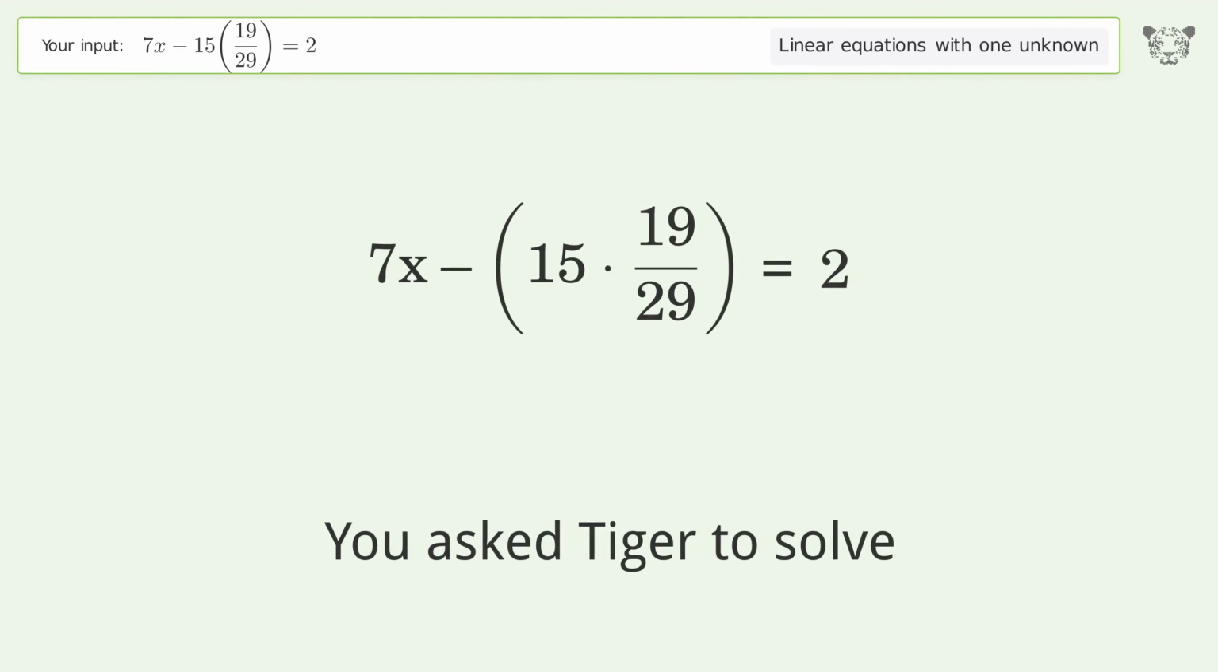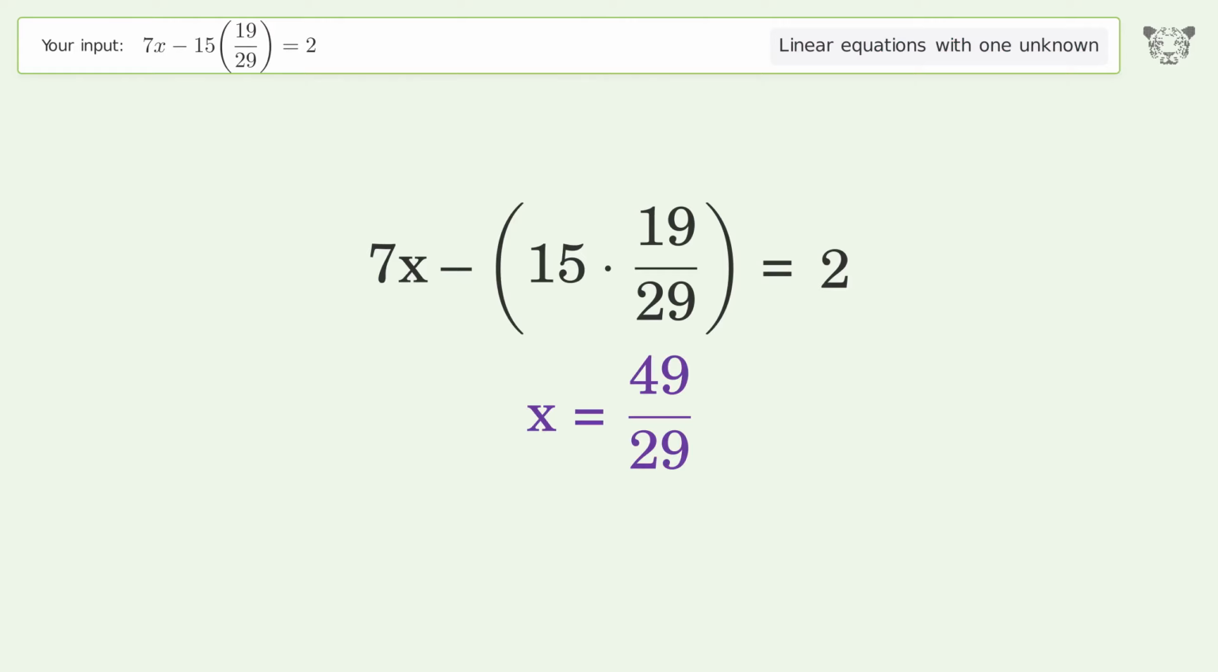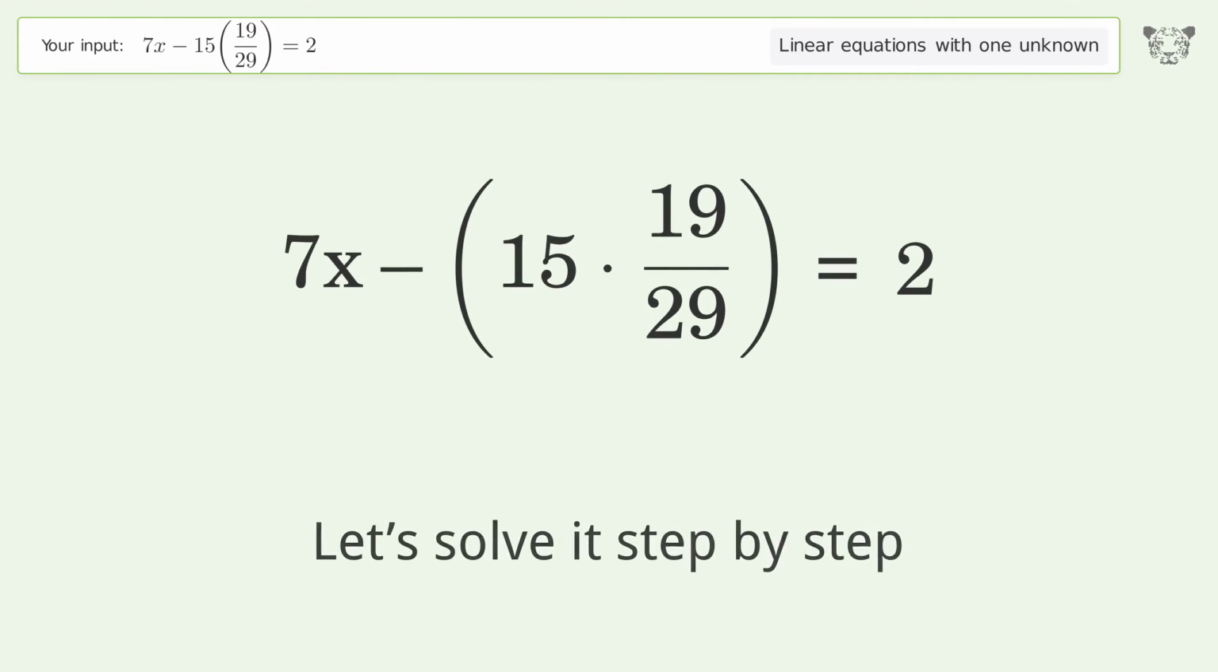You ask Tiger to solve. This deals with linear equations with one unknown. The final result is x equals 49 over 29. Let's solve it step by step.